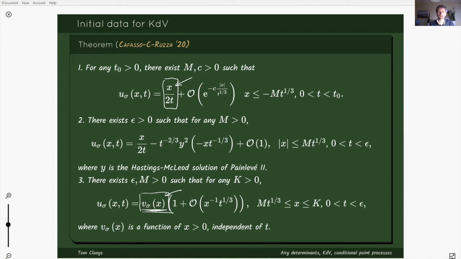And then the transition between these two types of behavior takes place again on scales where x is of the order t to the 1/3. And then the leading orders of the asymptotics are expressed in terms of the Hastings-McLeod solution to Painlevé II, the classical Painlevé II. And so this, in fact, is exactly the self-similar KdV solution that I showed you at the beginning.